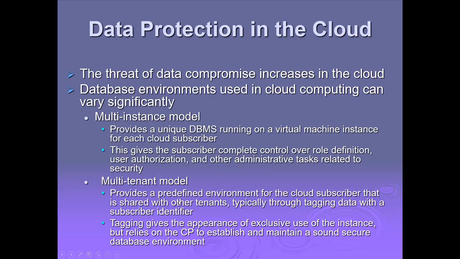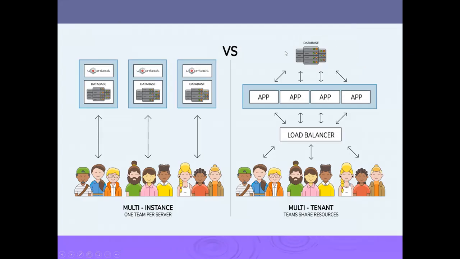The multi-tenant model provides a predefined environment for the cloud subscriber that is shared with other tenants. A single instance cloud computing database environment is shared among multiple tenants through tagging technology with a subscriber identifier. So each subscriber has an identity that is tagged with the stored data so that it is easy to differentiate the data. Tagging gives the appearance of exclusive use of the instance but relies on the cloud provider to establish and maintain a sound, secure database environment. However, here there is a lot of responsibility on the part of the cloud service provider to secure the data.